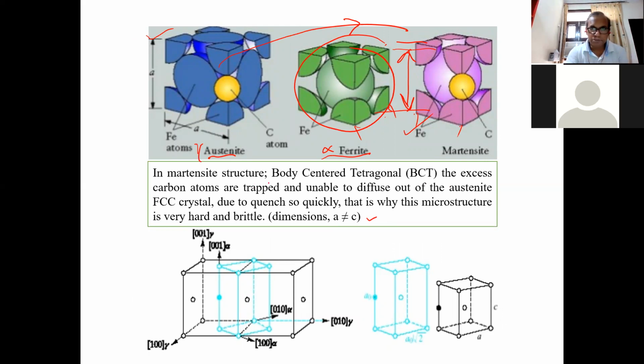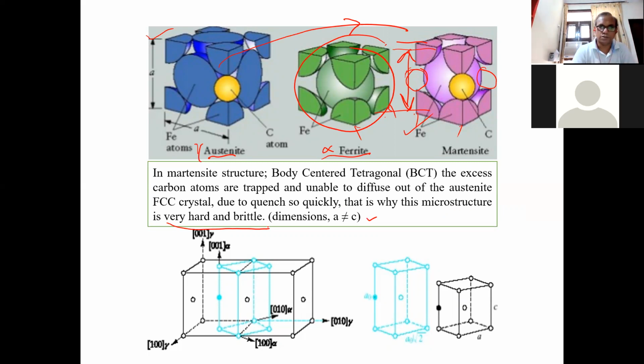In martensitic structure, body-centered BCT, the excess carbon atoms are trapped and unable to diffuse out. मौका नहीं मिलता, वो ट्रैप हो गया यहाँ पर, यहाँ ट्रैप हो जाएगा, due to quenching so quickly. That is why this microstructure is very hard and brittle. Always remember this.